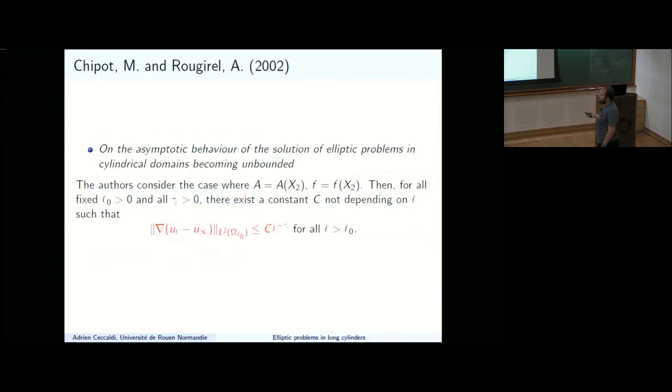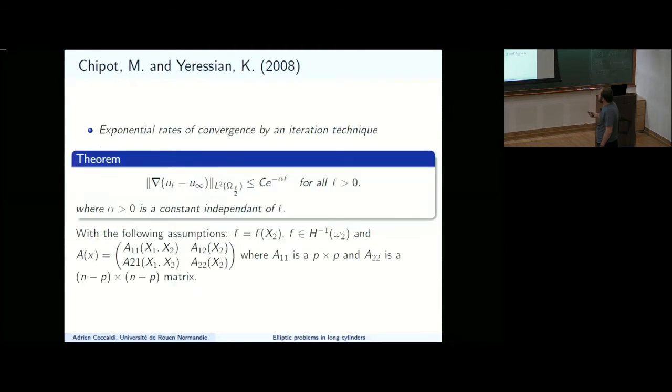Just a few results before going on. This is mainly the first result which has been done about that, by Chipot and Rougirel in 2002, where they fix L0 and they have a polynomial convergence. Then this result in 2008 is given by Chipot and Yeressian. It's important mainly for the iteration technique they put here, and that we will see later on in the proof of the main result.